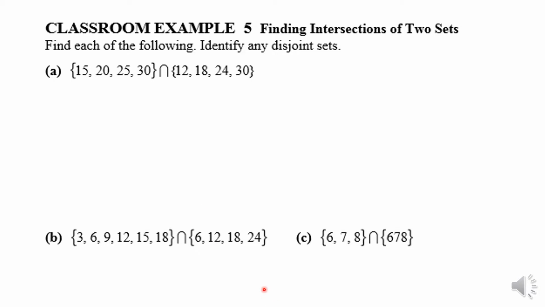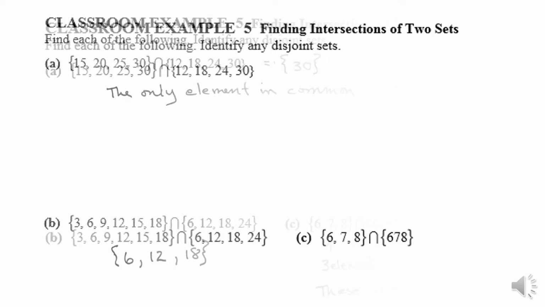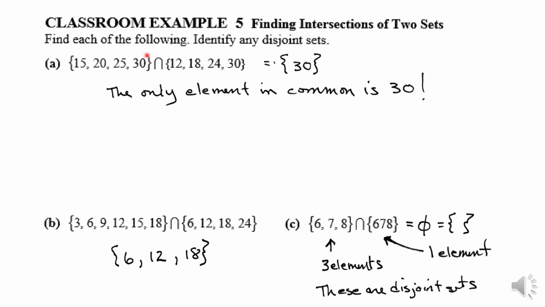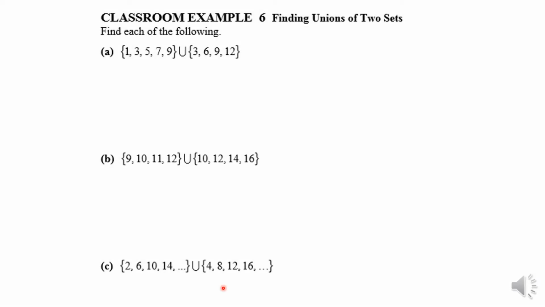This talks about intersection. So we're to find the intersection of these and identify any sets that are disjoint. There is an element in common here, but the only one, and it is 30, so the intersection of those two sets is a set containing 30. Here, 6, 12, and 18 are in both sets, so that is the intersection, and that's the only elements that are in both sets. And here, this first set has 3 elements, but the second has only 1 element, the number 678. So these are disjoint sets. They have no intersection, non-empty intersection.